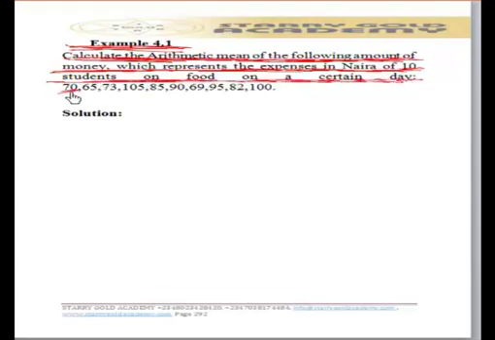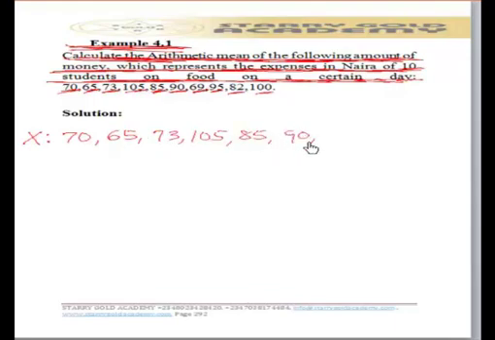We have 70, 65, 73, 105, 85, 90, 69, 95, 82, and 100. So based on this data, we are majorly required to compute the arithmetic mean. To do this, we can let x represent all these. We have 70, 65, 73, 105, 85, 90, 69, 95, 82, and 100.